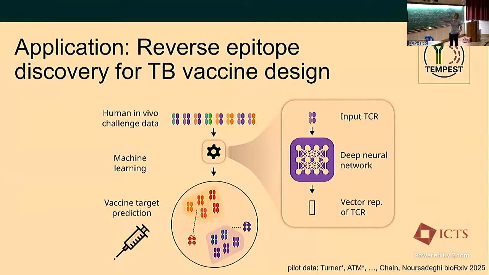And so what we're doing is we're basically getting human in vivo challenge data. You can use these tuberculin skin tests, which normally you use for diagnostic purposes, as a way of enriching for antigen-specific T cells in vivo. You can then sample those T cells, and among those T cells, we want to identify groups of T cells that we think have specificity to a common target.